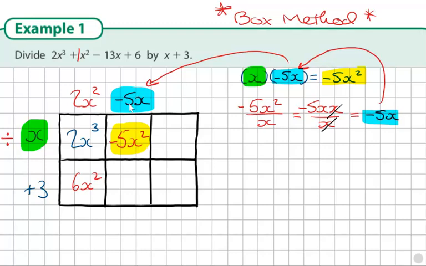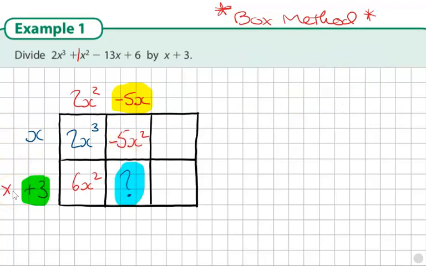So then we move on. So we've done our dividing. Next is going to be our multiplying. So you'll see a multiplication symbol here. So we're going to do 3 multiplied by minus 5x gives us something, and that something will go into this box. So 3 times minus 5x gives us minus 15x, and that goes into that box there.